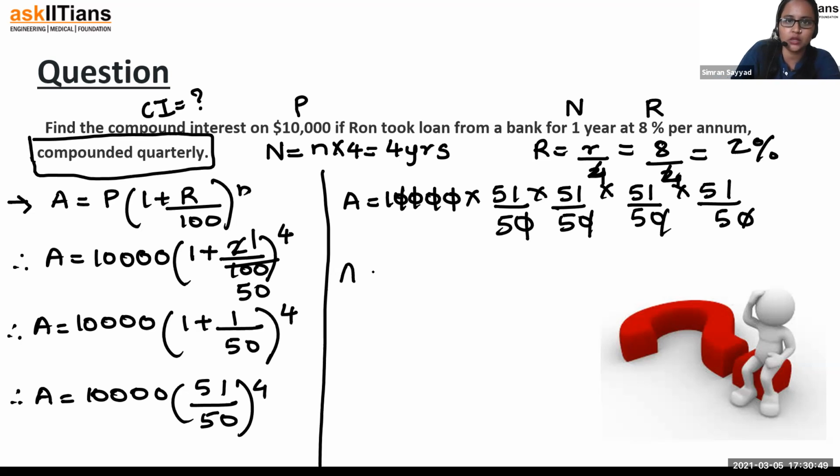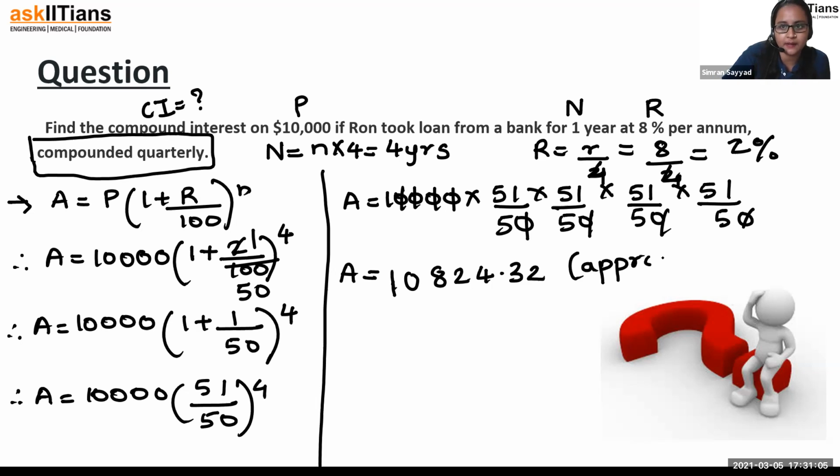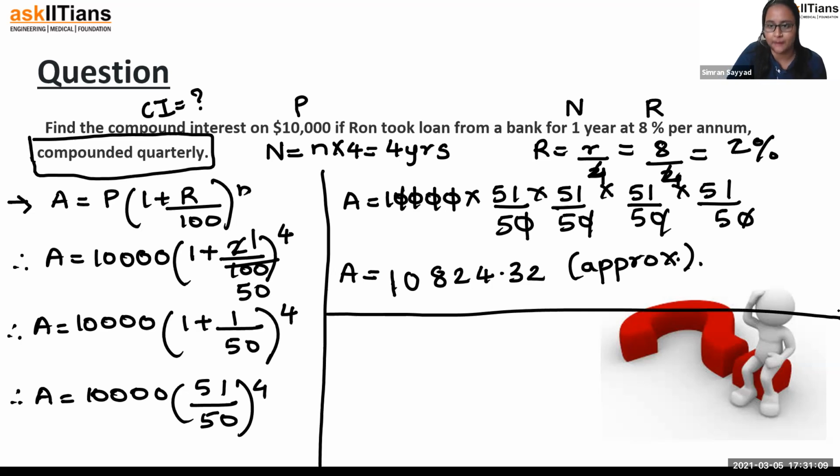When you do the huge multiplication, you are going to get the value as 10824.32, which is an approximate value, because there is division also. So this is your amount.